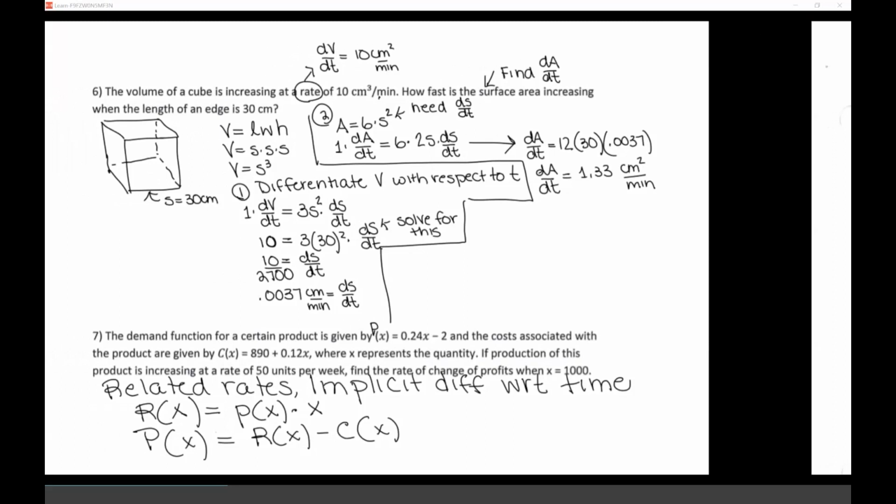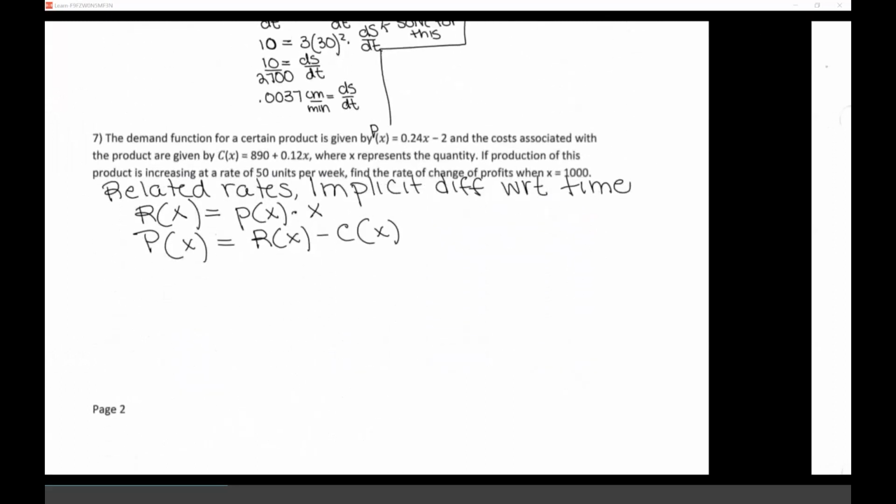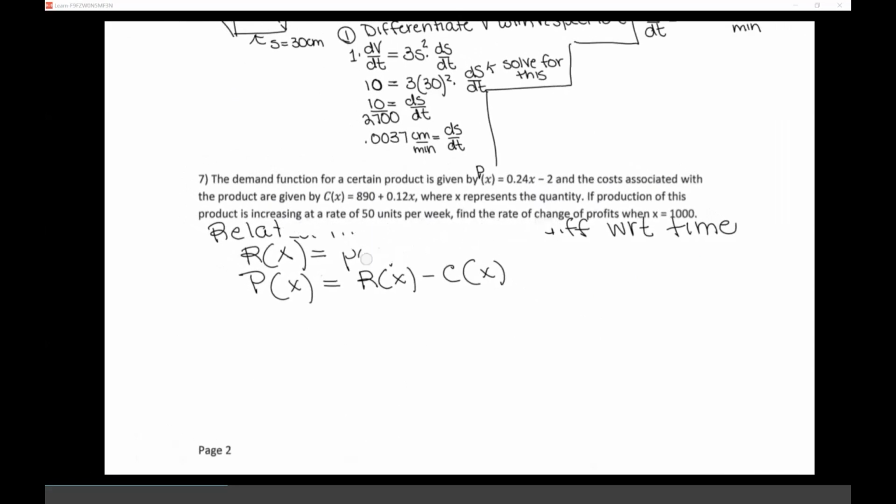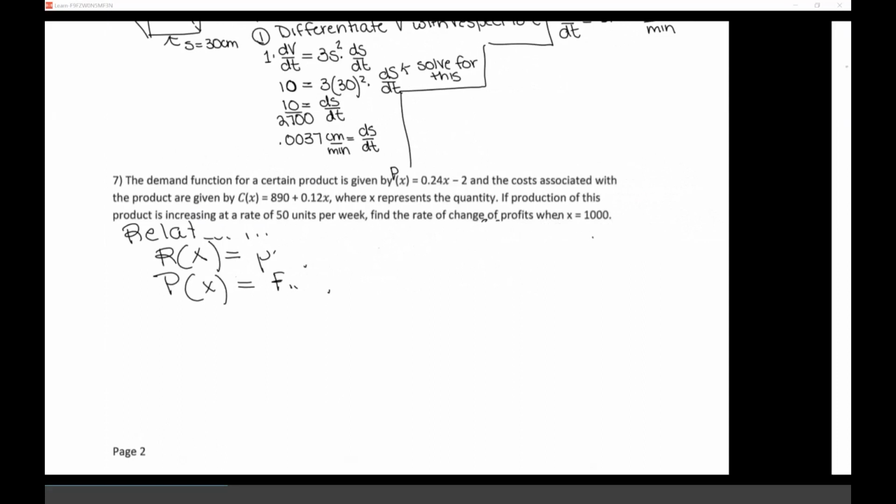Okay, not seeing any. Okay, let's do 7, because again, 7 is not hard. It's just multiple steps because you've got to do some setup to start with. All right, but it's also implicit differentiation.